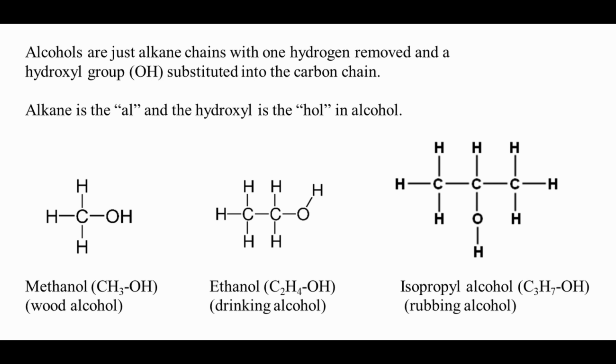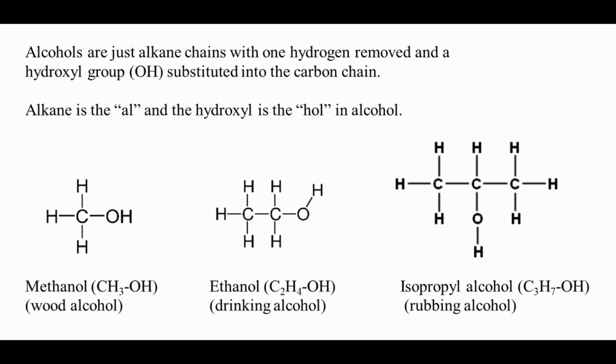Alcohols are just alkane chains with one hydrogen removed and a hydroxyl group, OH, substituted into the carbon chain. Alkane is the al, and the hydroxyl is the ol in alcohol. The most common alcohols are methanol, ethanol, and isopropyl alcohol.